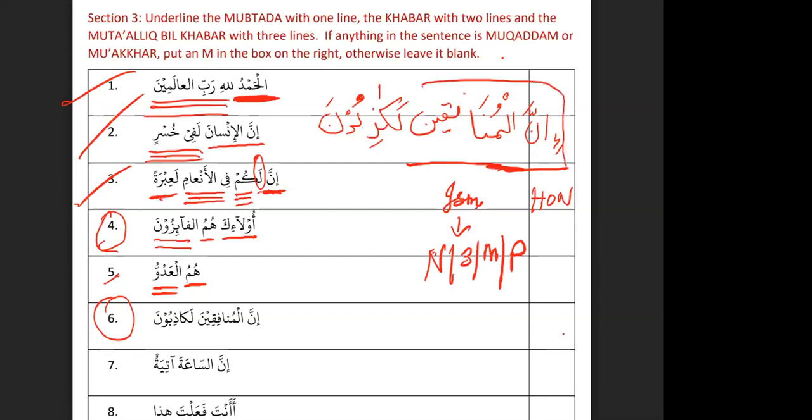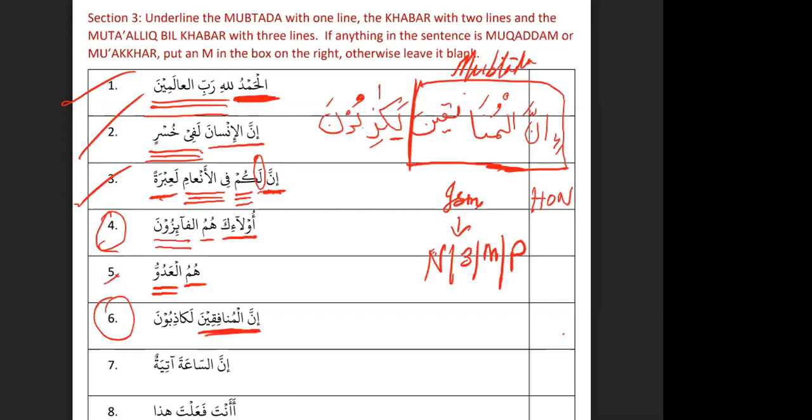Is there any relationship between la and munafiqin? No. So your bucket has ended. What will this bucket be called? Mubtada. Exactly. So we have one line under mubtada here.